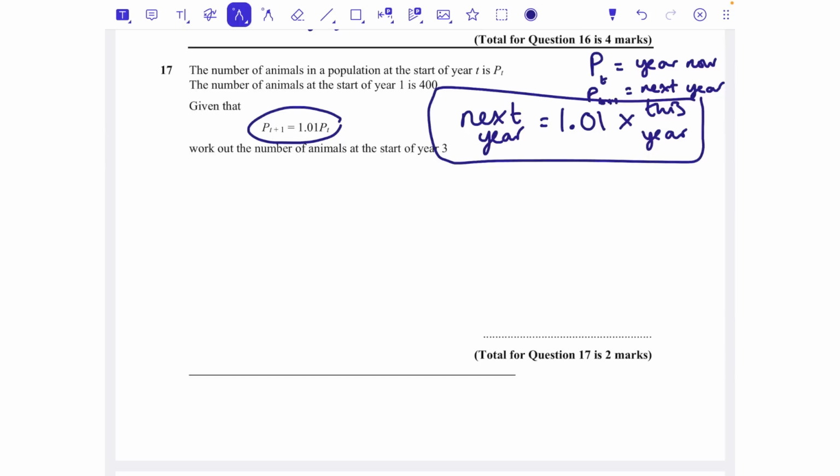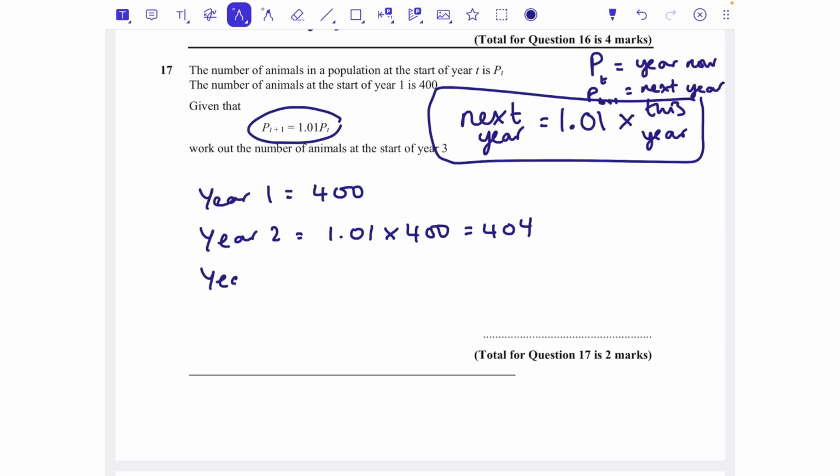So therefore, year 1, we know there are 400 animals in the population. For year 2, we're going to do 1.01 times by that 400, and that is 404. And then for year 3, we're going to take that last value, 404, and times it by 1.01, and that is 408.04, so I'm just going to round it to be 408. There we go, for 2 marks.